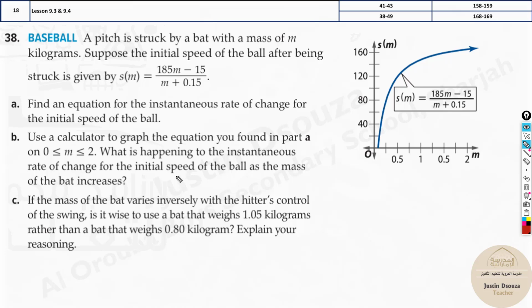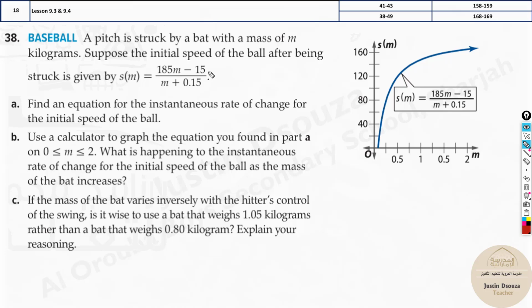Find an equation for instantaneous rate of change for the initial speed of the ball. I hope you remember this formula. Speed, when derived, d by dx, what do you get? You get the velocity, rate of change basically. So now over here, this is the speed equation, right? If you derive it, what should you get? You will get the velocity, or that is instantaneous rate of change. So how do you derive this?